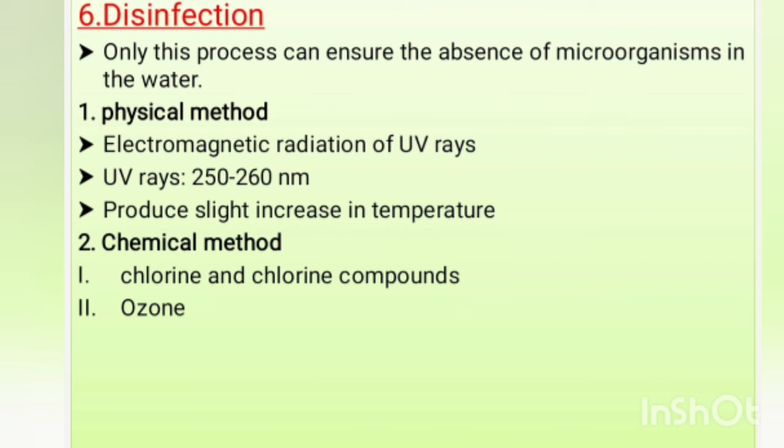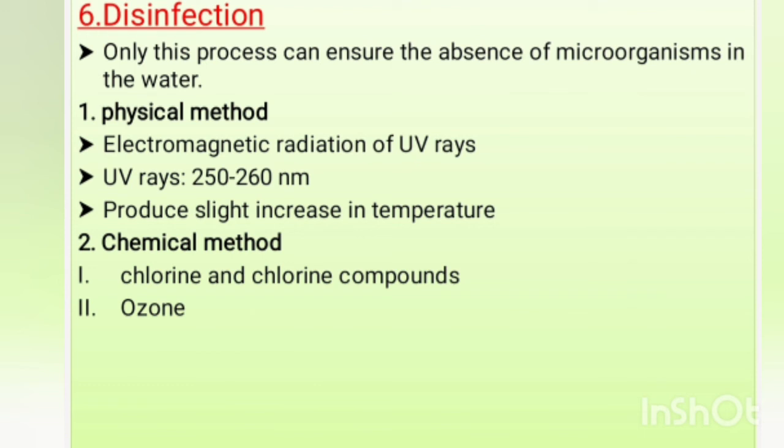The ultraviolet rays can destroy most of the microorganisms present in the water supply, and it does not cause any chemical effect to the water. That is, it does not cause any problem to the water, but produces a slight increase in the temperature of the treated water.